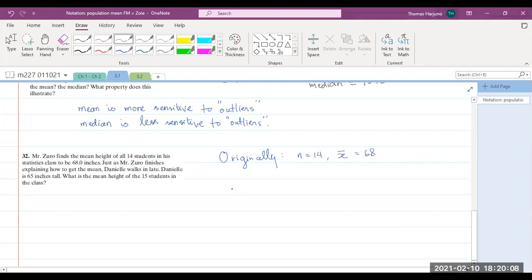Now with Danielle counted in, what is the new mean? For us to find the new mean, we need to know the sample size right now. How many people with Danielle? Then it becomes 15, right? But what is the sum?